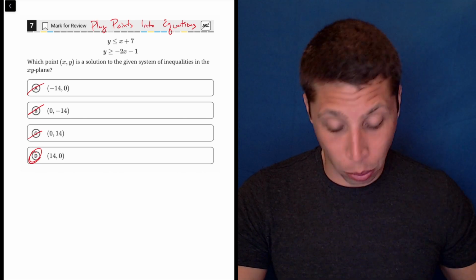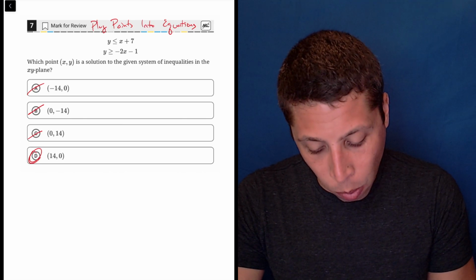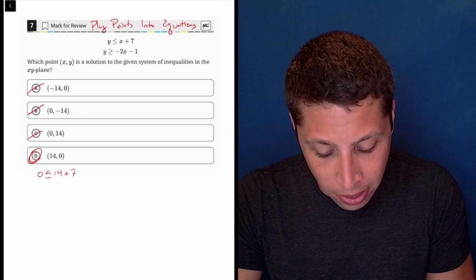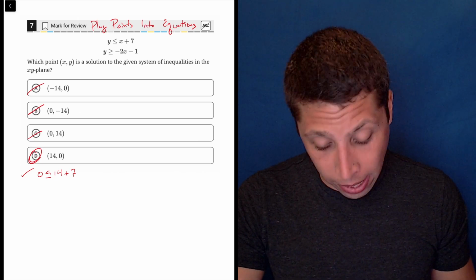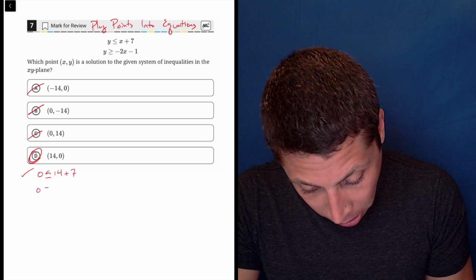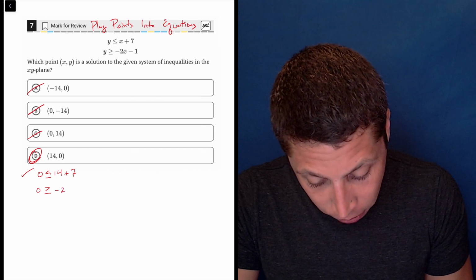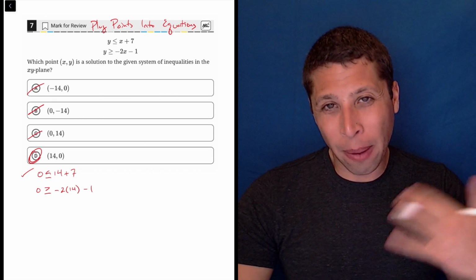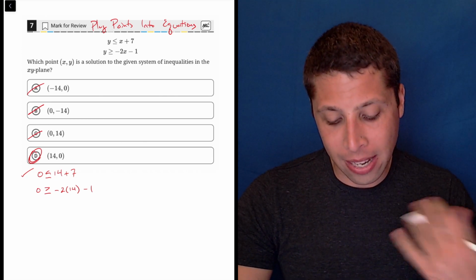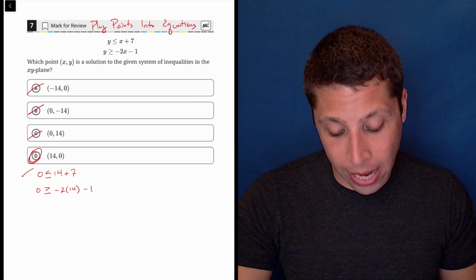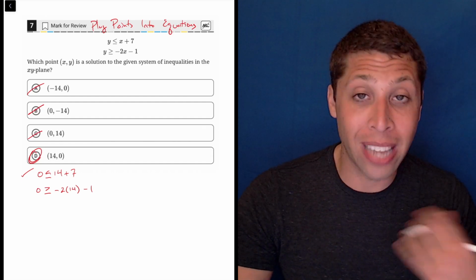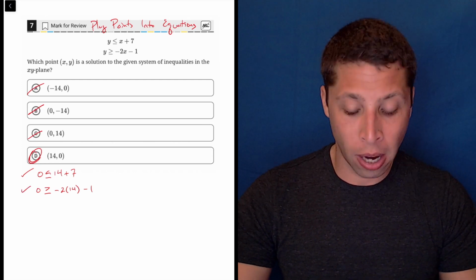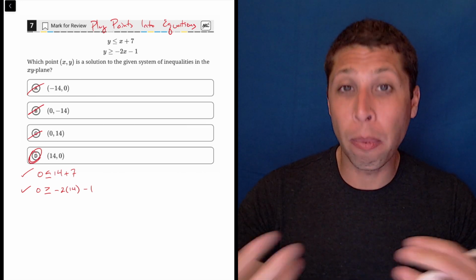If we started with choice D, we would need to test that point in both inequalities. So we would have 0 is y, 0 is less than 14 plus 7, that is true, right? 0 is less than 21, that's true. And then in the bottom equation, it would be 0 is greater than or equal to negative 2 times 14 minus 1. I'm not going to do all the math here. Negative 2 times 14, that's a negative 28. So we can see we're already very negative, and then minus 1 is only going to make it more negative. So definitely 0 is greater than that. So that also works. That would be proof that choice D is the answer, because the point that they gave me fits both inequalities.